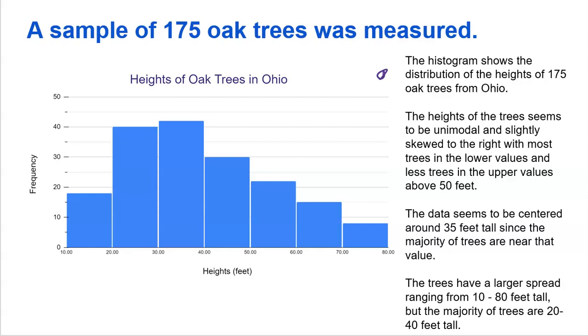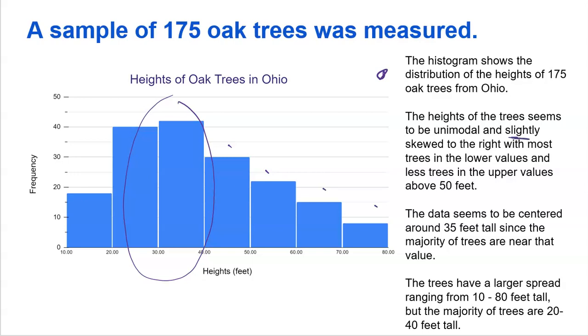Now let's talk about shape. The heights of the trees seem to be unimodal. I see this kind of one peak forming here. Yeah, 20 to 30 and 30 to 40 are pretty close, but together they're forming that one peak. And it's also slightly skewed to the right. As the intervals get larger and larger, we see less and less trees in those intervals. So it's slightly skewed to the right.